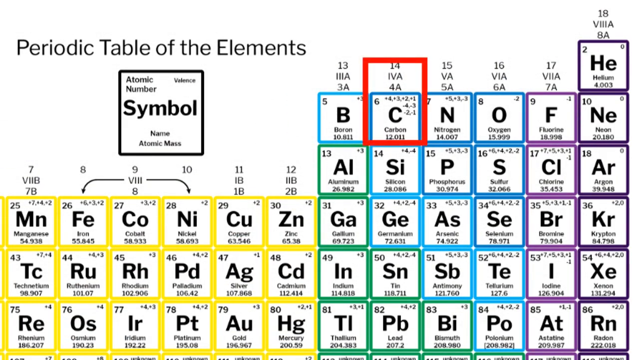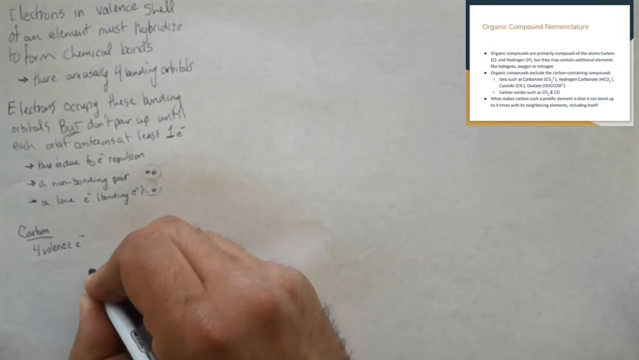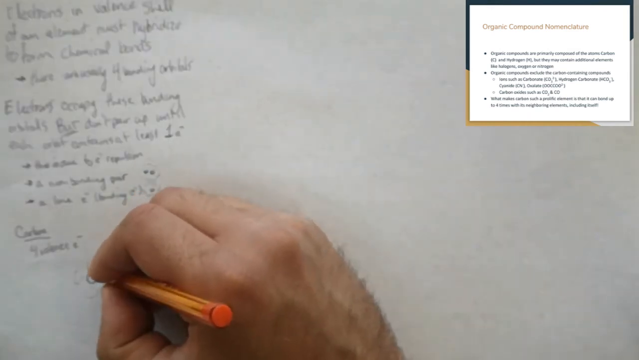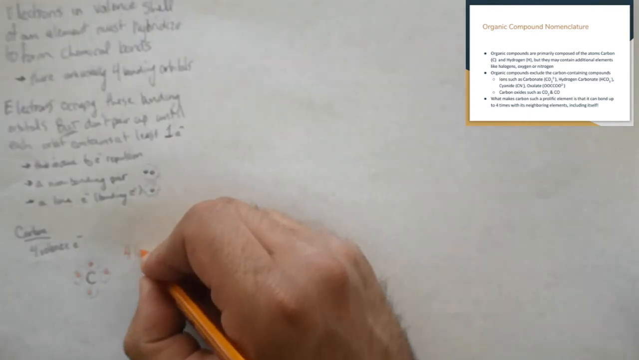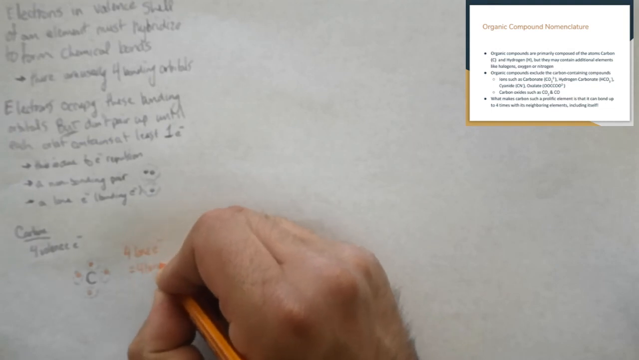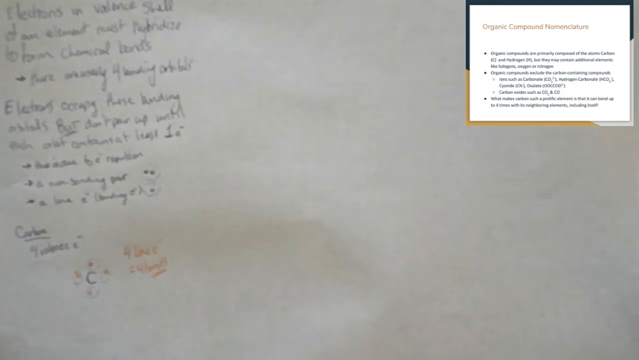The element carbon has 4 valence electrons. We know this by looking at its group number on the periodic table. In this case, Roman numeral 4A gives us 4 valence electrons. Notice how carbon has 4 lone electrons. This equates to the 4 bonds that carbon must form.